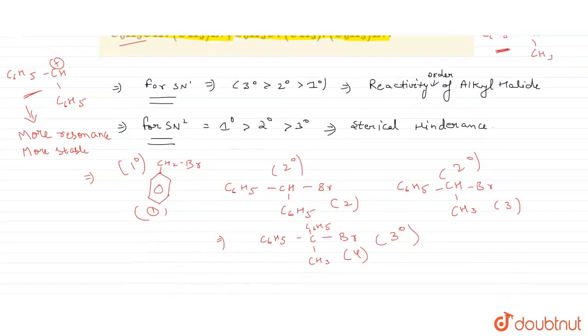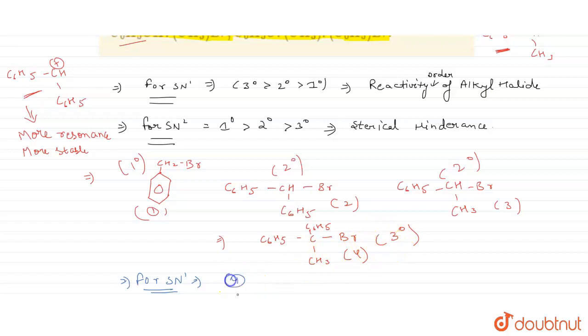So for the SN1 mechanism, the reactivity order will be: the fourth alkyl halide will be most reactive. The fourth compound is like this, C6H5, C6H5, CH3CBr. This fourth compound will be most reactive because, as you can see, this is the 3 degree alkyl halide.